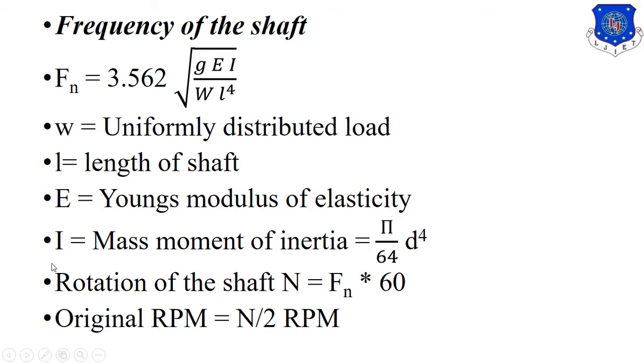Here I is the moment of inertia, and its equation is pi by 64 d raised to 4. Now, what is the rotation of a shaft? N is equal to frequency multiplied by 60. This will give us the rotation of the shaft. And what are the actual rotations for a horizontal shaft? They must have N by 2 RPM. It means whatever value of N we get, practically we will get approximately half of that speed. Why? Because of the CG value, because of that weight, which we have already explained in our earlier slide.